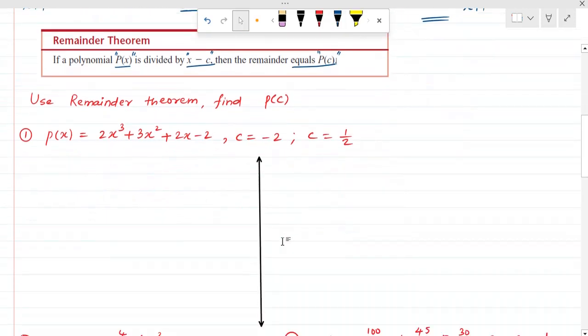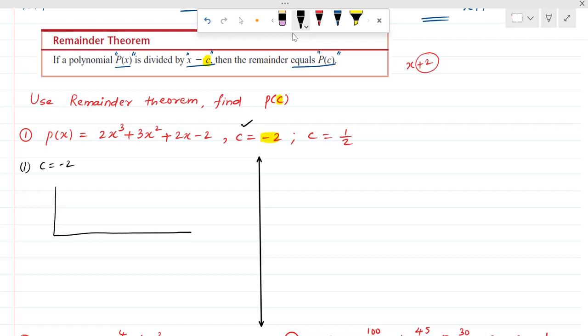Here c is given directly. Whenever c is given, there is no need to change the value, because the value of c is given directly. When it is given in the factor, like x plus 2, then you will change the sign. Now we will start. The first one, I will take c equal to minus 2. What is the answer?